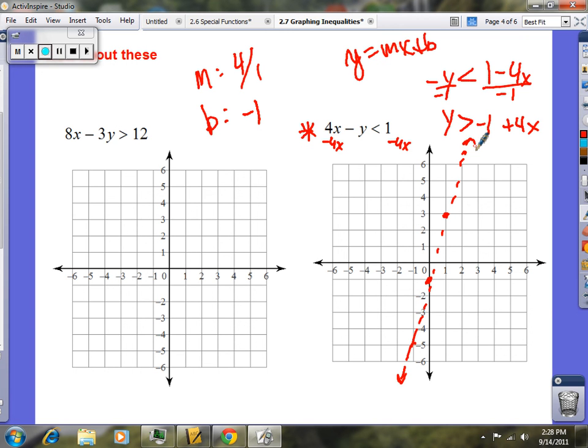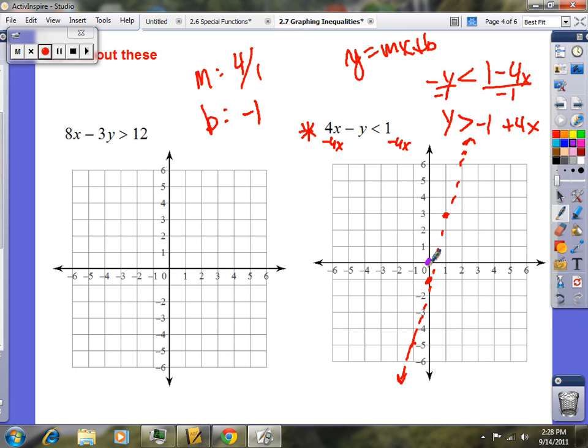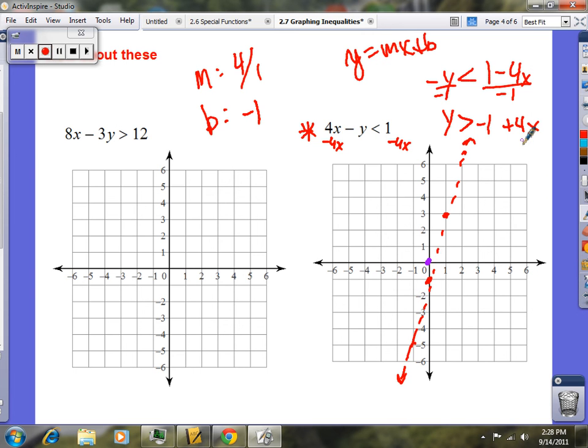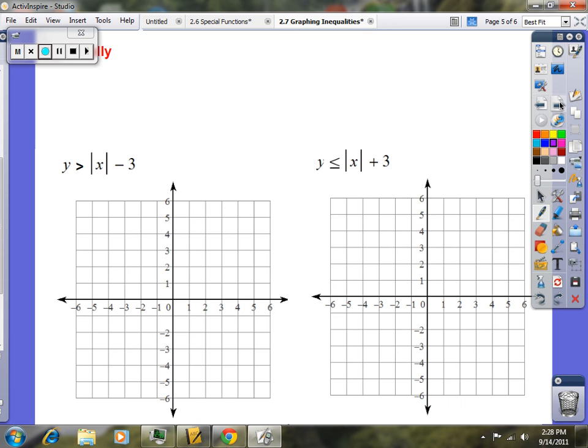Let's try, should we try our 0, 0? Okay, here's 0, 0 right here. So I'm going to replace 0, 0 right here. So 0 is bigger than a negative 1 plus 0. 0 is bigger than a negative 1. Is that true or false? 0 is bigger than negative 1, so I know my answer is on that side. So your answer is anywhere over here. Let's do an absolute value and call it good.